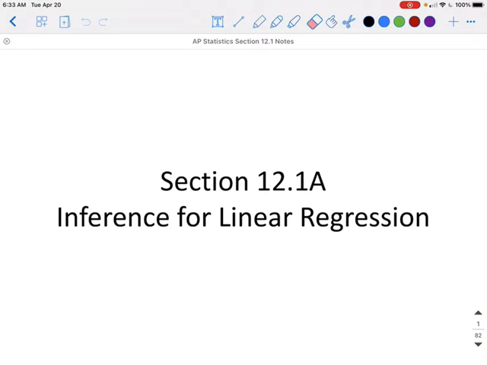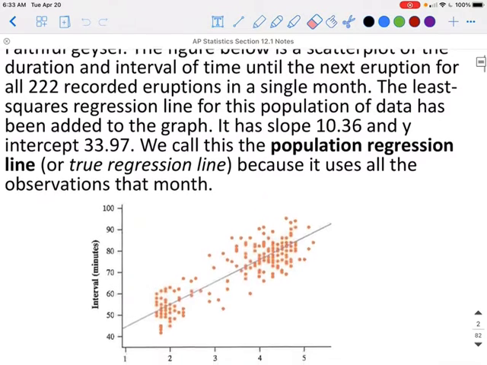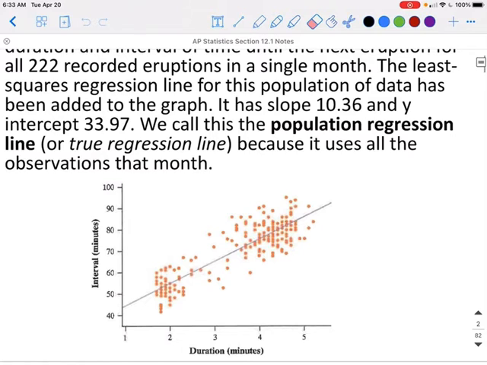This is section 12.1, part A, Inference for Linear Regression. In chapter 3, we examine data on eruptions of the Old Faithful geyser. The figure below is a scatter plot of the duration and interval of time until the next eruption for all 222 recorded eruptions in a single month. The least squares regression line for this population of data has been added to the graph.